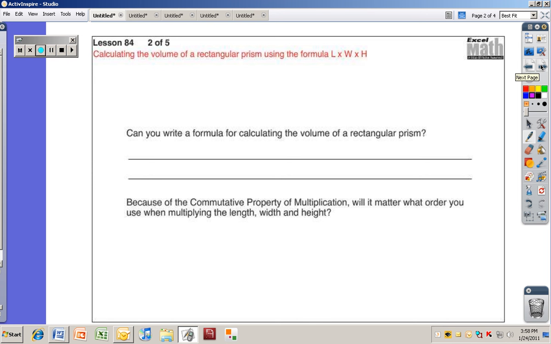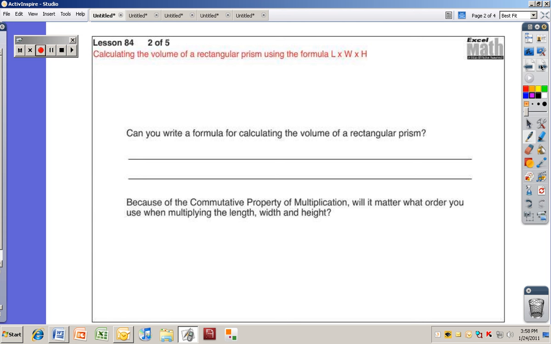All right, can you write the formula for calculating the volume of a rectangular prism? How do I do this? Well, go ahead and pause the video, see if you can fill in that answer. And you're going to write the way that you solve all rectangular prism volume problems. You're going to use letters for the numbers. Okay, pause the video now.